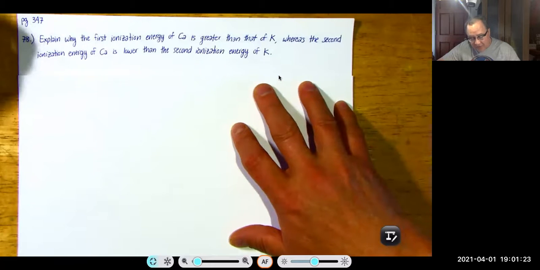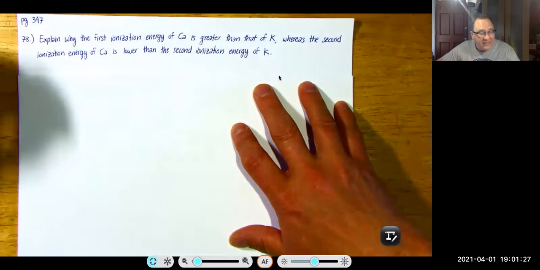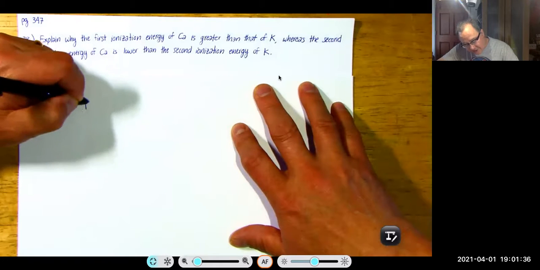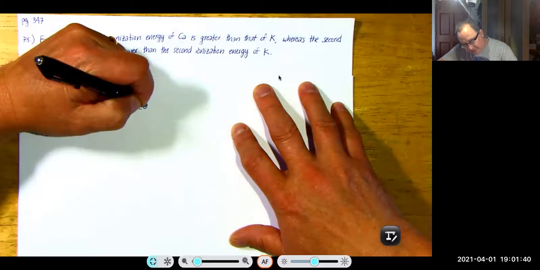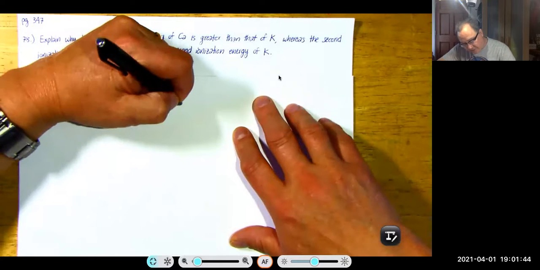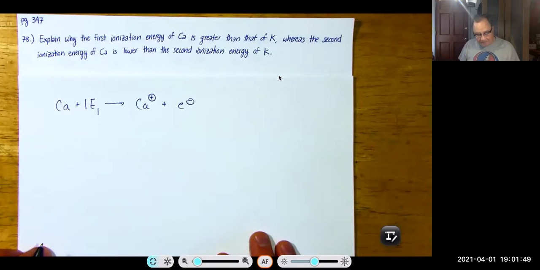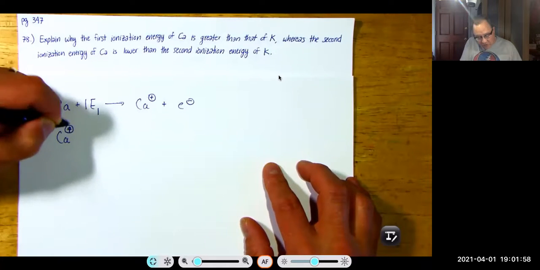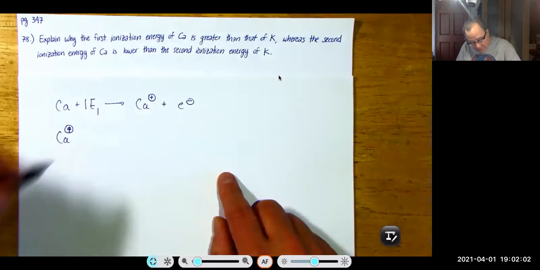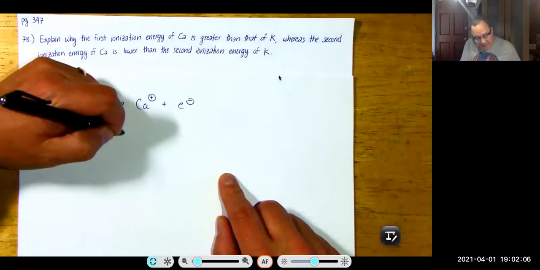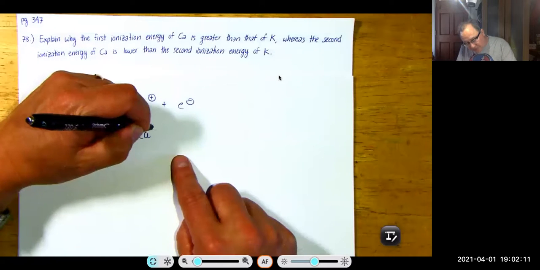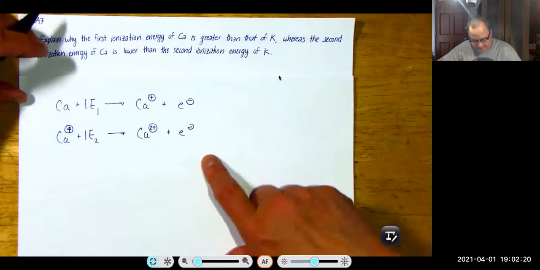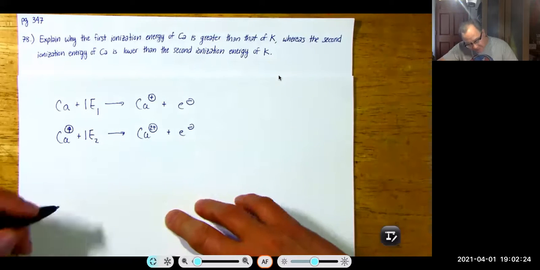So to answer this, we have to look at calcium and potassium and see what's happening with each ionization energy. So calcium, when it ionizes, so I'm going to call this ionization energy 1, we become a calcium cation plus an electron. And when we talk about the second ionization energy of calcium, we're talking about this. This has already had one electron taken away from it. So here's the second ionization energy. And when you take a second electron, you end up with calcium 2 plus an electron. So we take these electrons away in succession, first one, then another. Any questions there? Okay.